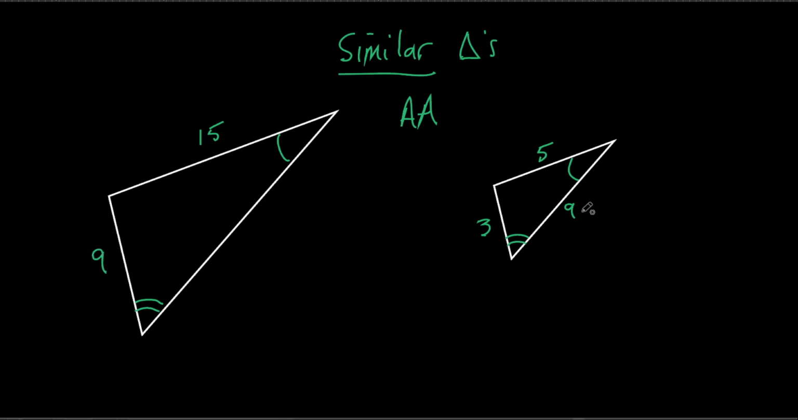Is it 9 because this side's 9? No, it's because this side is 3 times bigger than this side, and we've already said that they're similar triangles, okay? So if this is 3 times bigger than this, then this side right here has got to be 3 times bigger than this side. So what's this side going to be? 27, that's right. Because why? This is 3 times bigger than this side. Make sense?